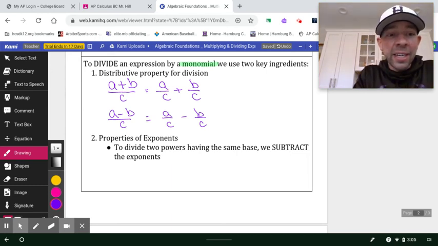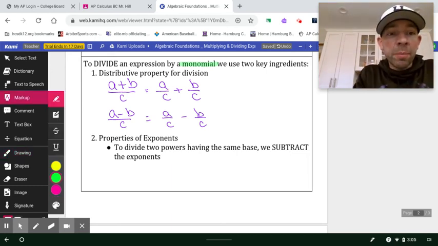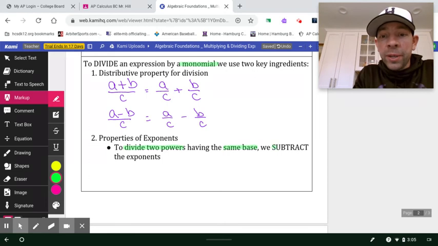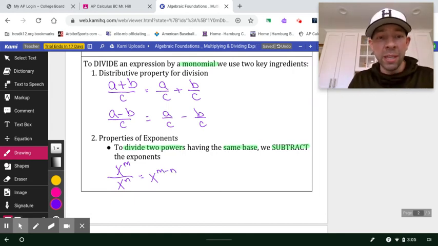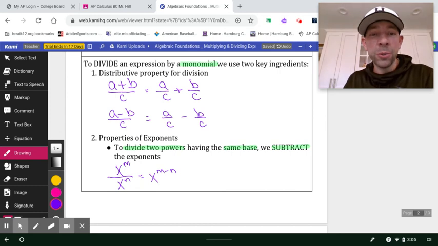And then the second key ingredient, again, is we're going to focus on properties of exponents. In this case, when you're dividing two powers, they've got to have the same base. And now we're going to subtract instead of add those exponents, which I think is fairly intuitive. That makes a little bit of sense to me. So in a general sense, if I had x to the m and I wanted to divide it by x to the n, I'm going to keep the base and subtract those exponents. And just talk yourself through it. We're going to keep the base, subtract those exponents.